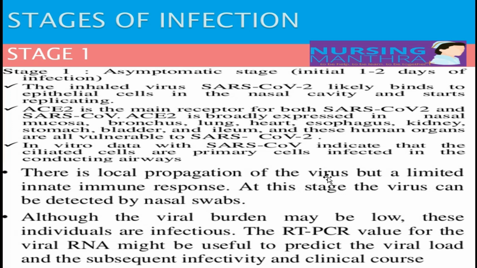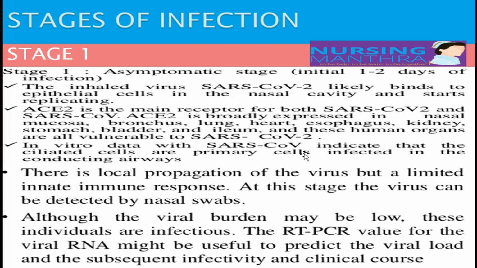There is local propagation of the virus but a limited innate immune response. At this stage, the virus can be detected by nasal swabs. Although the viral burden may be low, these individuals are infectious. The RT-PCR value for the viral RNA might be useful to predict the viral load, the subsequent infectivity, and the clinical course. That's why we are doing RT-PCR.